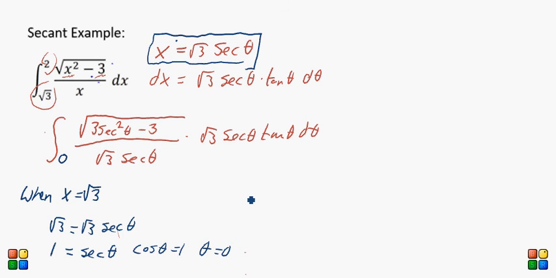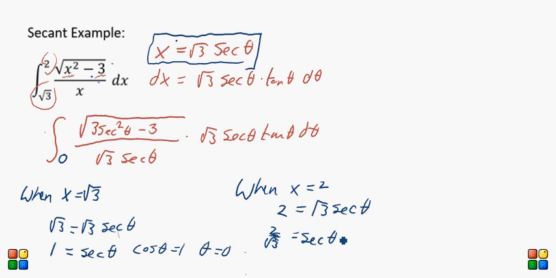And let's do the other one. The upper limit, when x is 2, we get 2 equals the square root of 3 secant theta. And so here we get the secant of theta is 2 over the square root of 3. But the secant of theta is the reciprocal of the cosine. So what we see here is the cosine of theta is square root of 3 over 2. And so theta, we think of an angle that has this cosine of square root of 3 over 2. That's pi over 6. And again, I'm choosing the value that's in the first quadrant here.